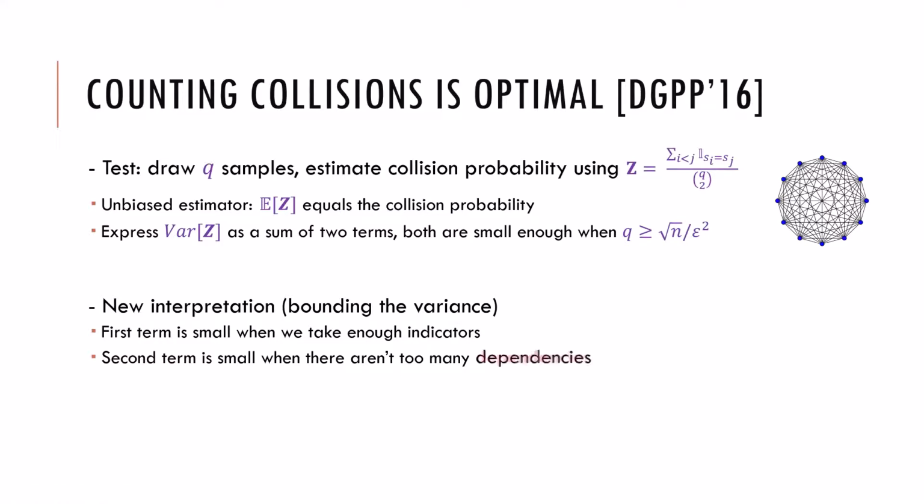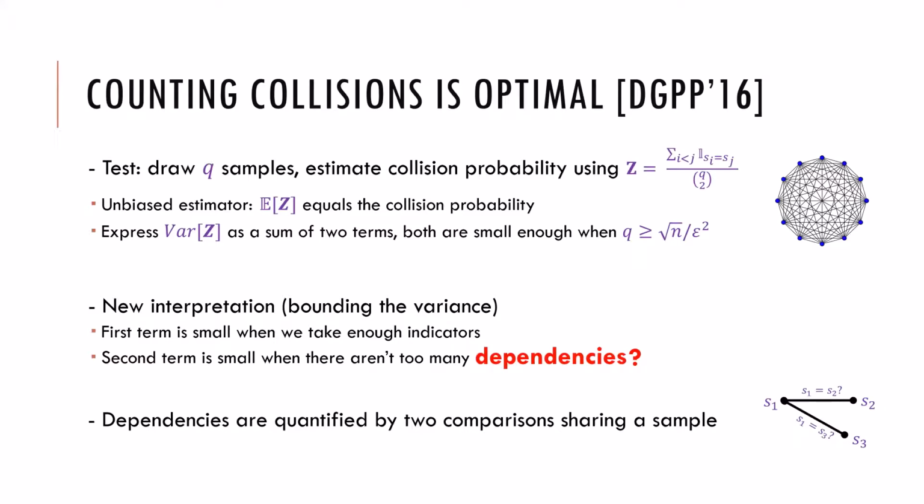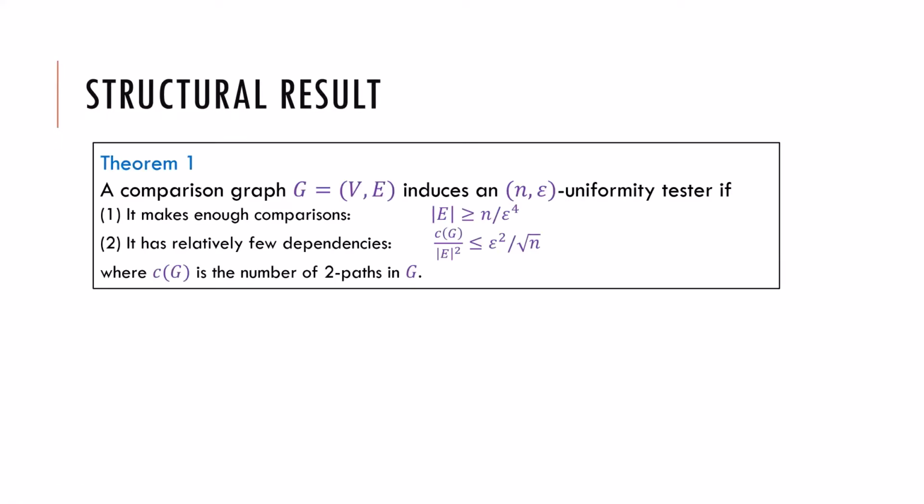And this is quite abstract, but actually we can quantify these dependencies, and we played with that before. So a dependency would be quantified by two comparisons, a pair of comparisons that share a sample. So anytime we have this image inside our comparison graph, this two-path, this is a dependency right there. Okay, so now we can get a structural result over the notion of comparison graphs.